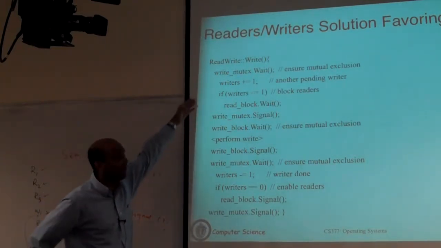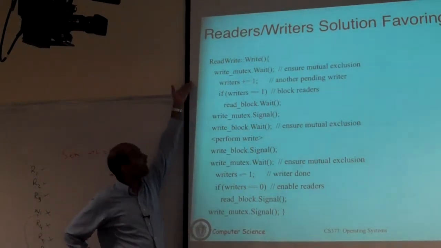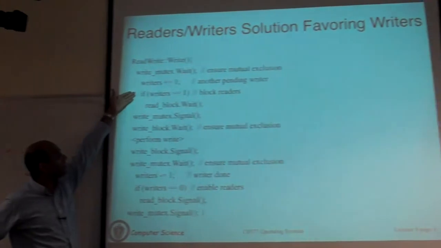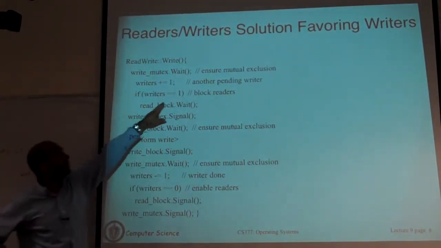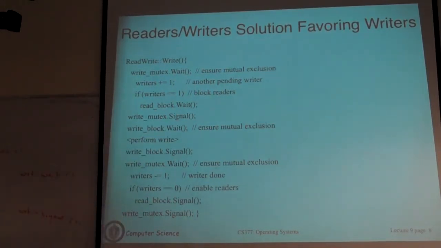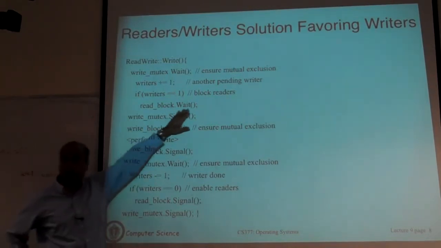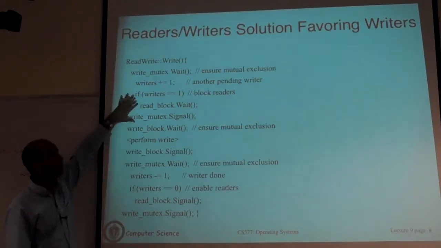So there's a mutex there, that's a lock. You acquire a lock to increment. Here you are going to track the number of writers. So you will increment the number of writers. If I am the first writer, I'm going to block all the readers. That's what happened here. If I'm the first writer, I'm going to call a read block wait semaphore, which is going to subsequently block all the readers. Then I'm going to release that mutex.